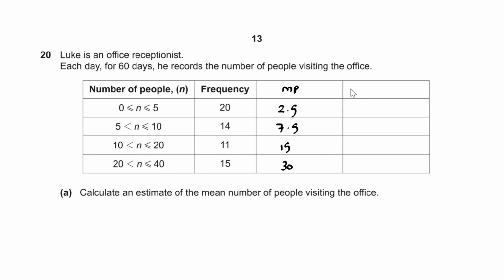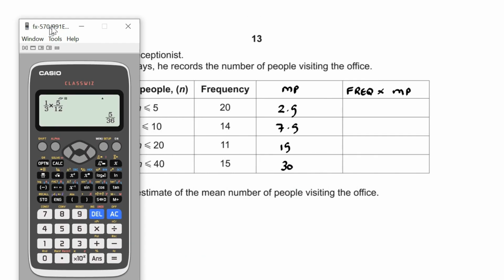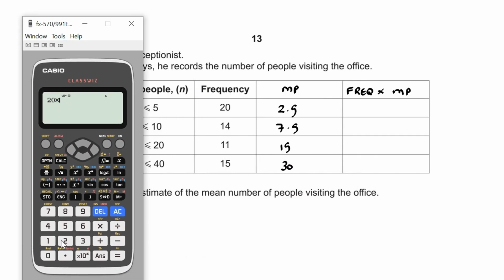And then we need to do the frequency multiplied by the midpoint. If we work this out over here, we have 20 times 2.5, that's 50. 14 times 7.5, that's 105. 11 times 15, that's 165. 15 times 30, that's 450.